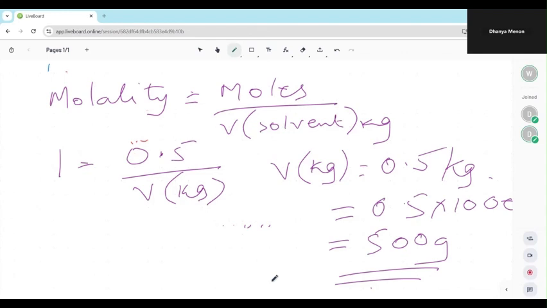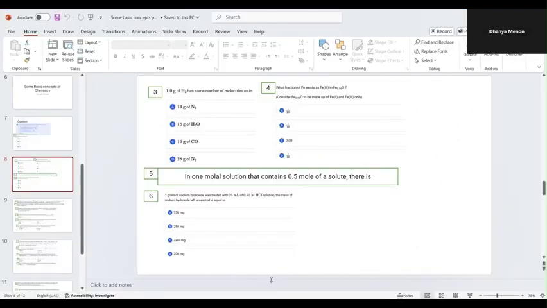Okay, now the next question. If you see question number 6. 1 gram of sodium hydroxide was treated with 25 ml of 0.75 molar HCl, and you have to find the amount of unreacted NaOH. This is the question.